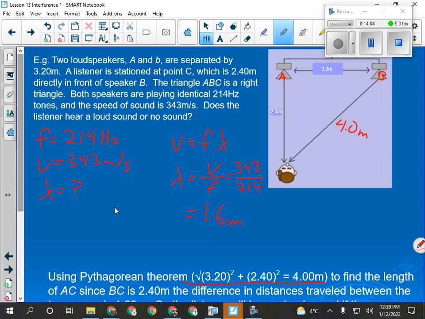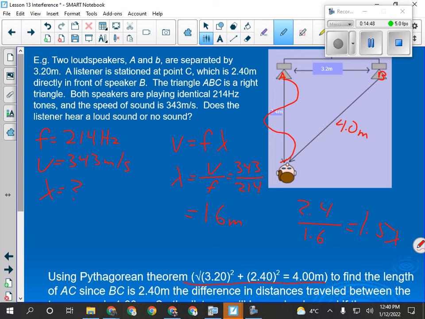Now I need to know how many wavelengths are there from speaker A to the observer and speaker B to the observer. How do I find that? You divide the length by the wavelength. Exactly. I divide the distance between the speaker and the observer by the wavelength, and that'll tell me the number of wavelengths. Okay, so 2.4 divided by 1.6 should be 1.5 wavelengths, yes? Okay, so there's one wave and a half a wave. Okay, 1.5 wavelengths.